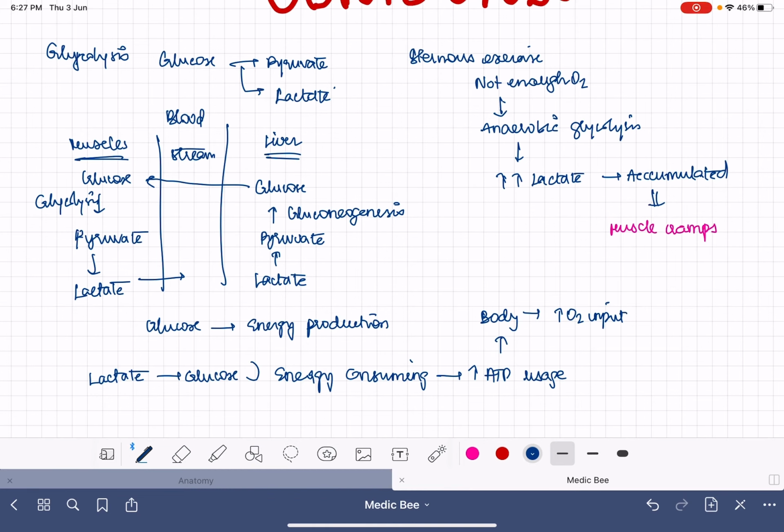How is this oxygen input increased? It can be increased by breathing rate, heart rate, and so on. This explains why during vigorous exercise our heart rate and breathing rate increase, to supply a good amount of oxygen to produce the ATP that can be used to channel the lactate back to the liver, where it is converted to glucose.